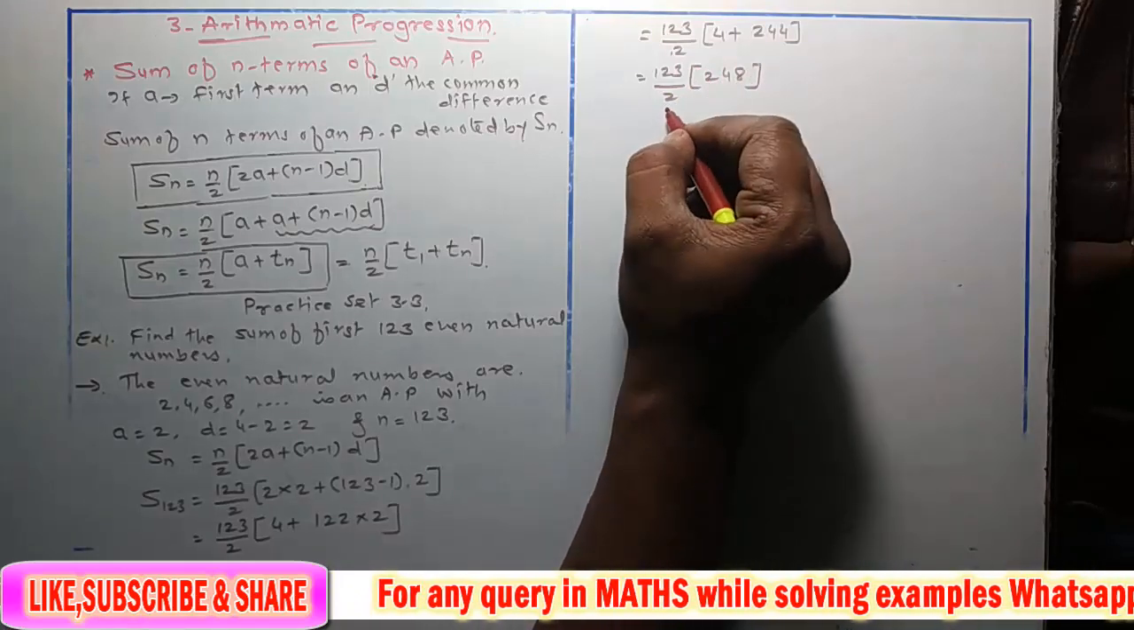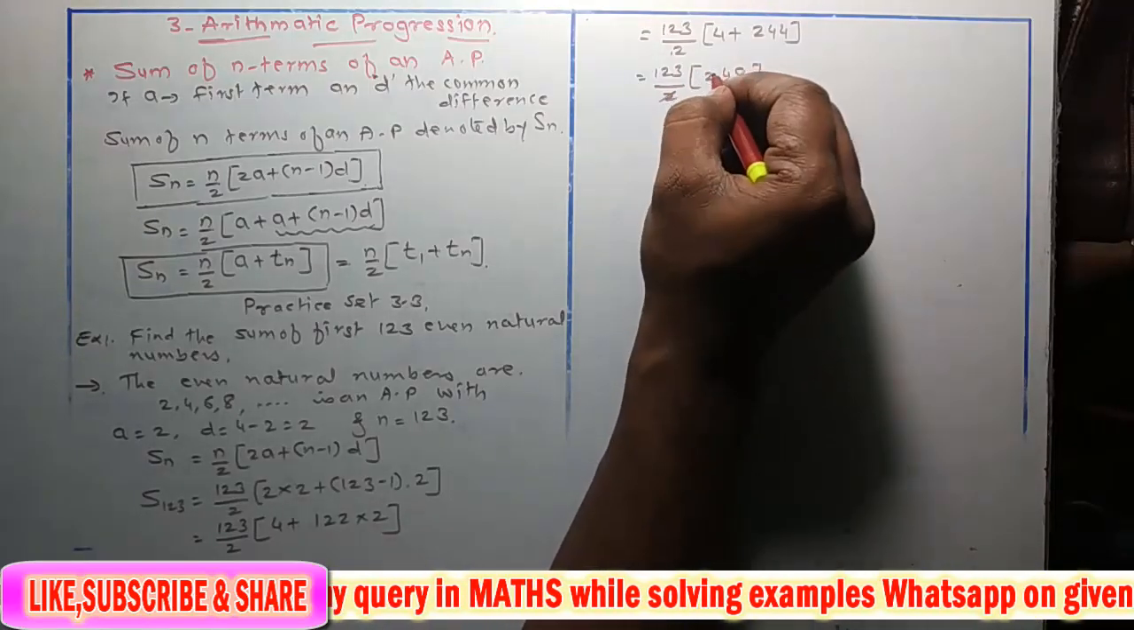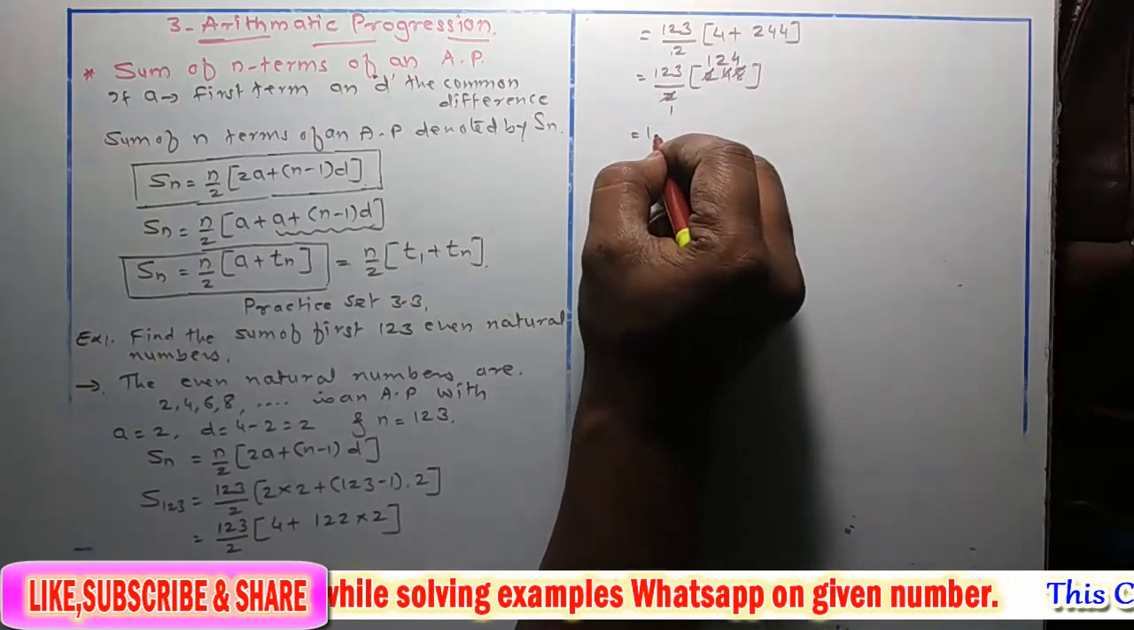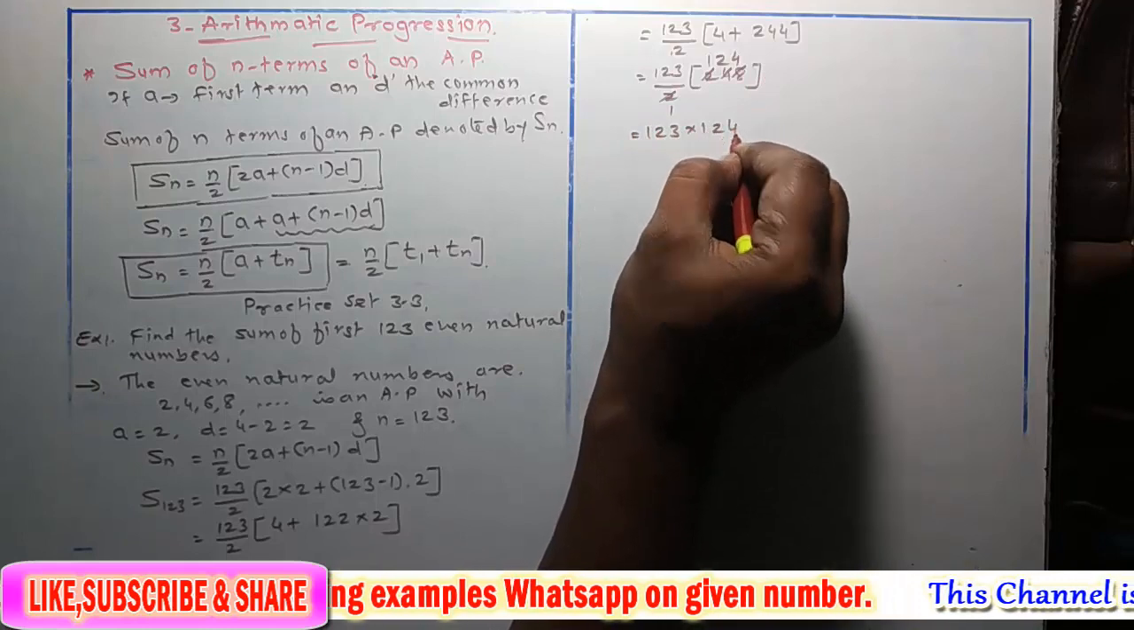Just simplify this 248 by 2, so you will get 2 ones are 2, 2 ones are 2, 2 twos are 4, 2 fours are 8, that is equal to 123 into 124.